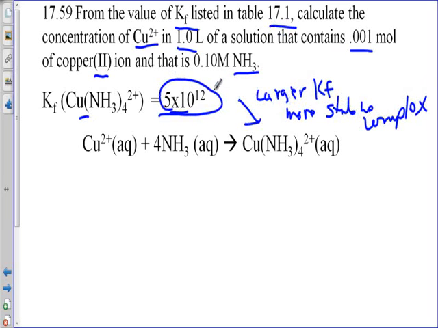So this is a pretty high one, right? This is a positive number, 5 times 10 to the 12th. Okay. And it even gives me the equation for what's happening, and this is the complex that gets formed. It's 1 copper plus 2 ion with 4 ammonias, and the whole thing has a 2 plus charge.